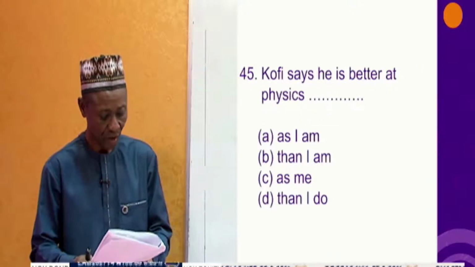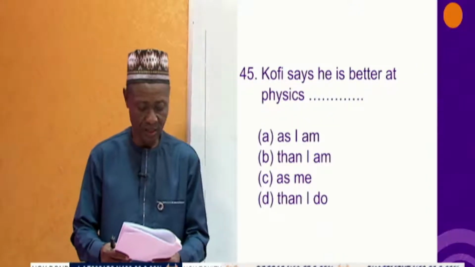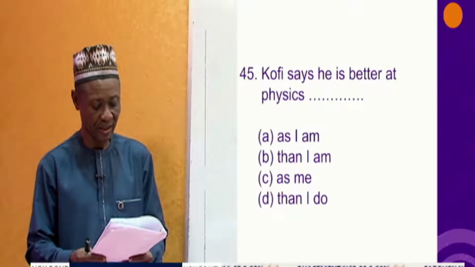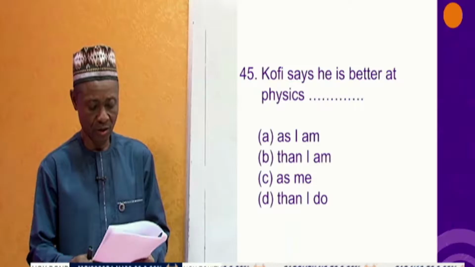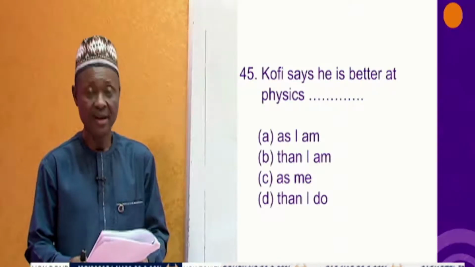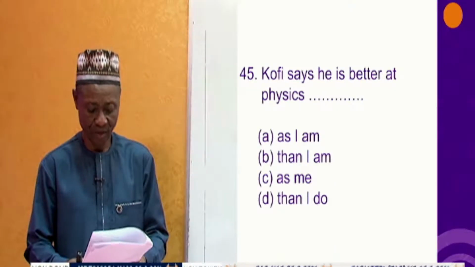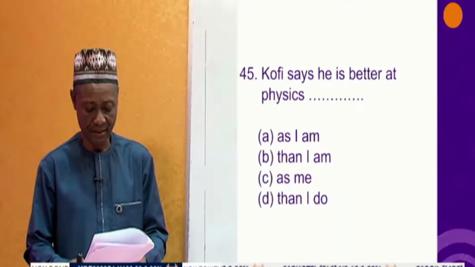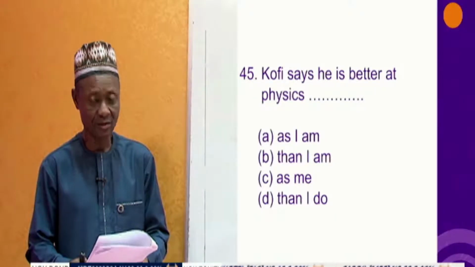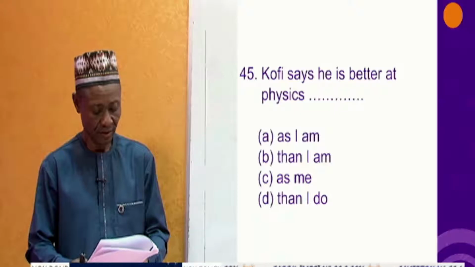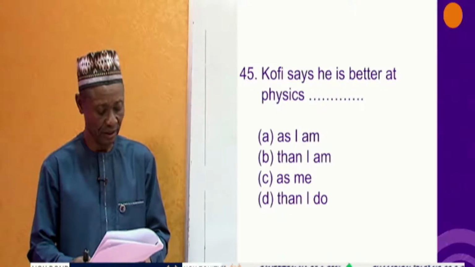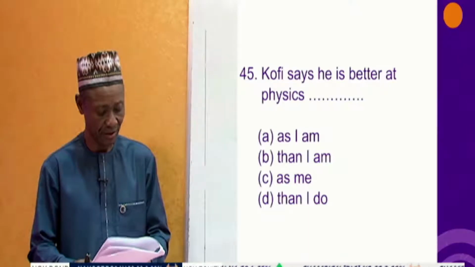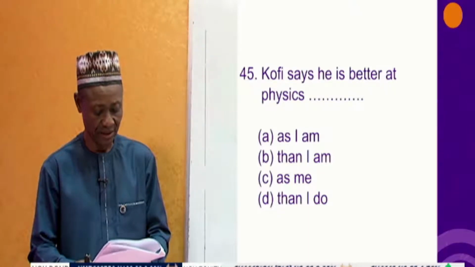Question number 45. Kofi says he is better at physics. Dash. The options we have are these. A, as I am. B, than I am. C, as me. D, than I do. This question is taken from the topic in English, and the topic is comparison and consistency.